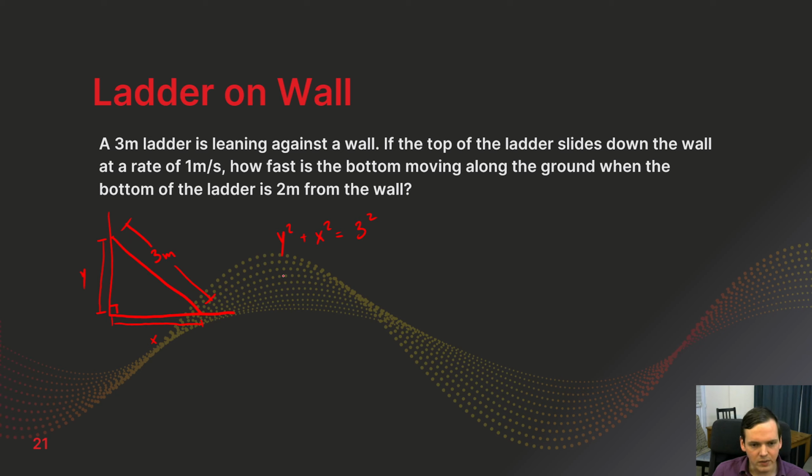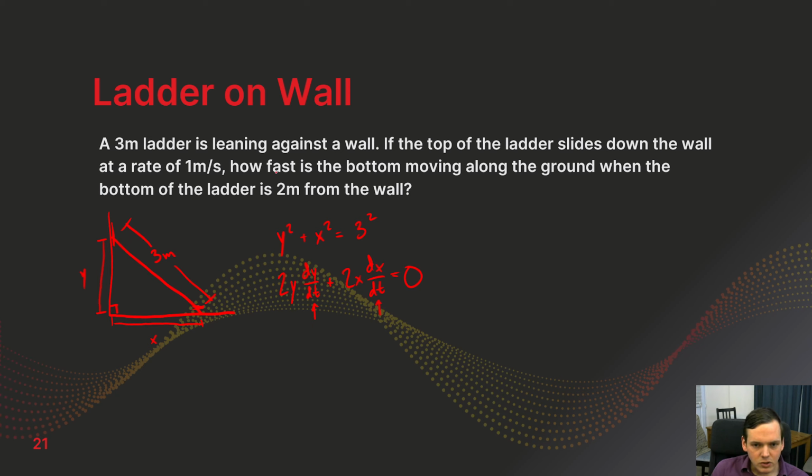Now let's take the derivative and see what we get. Well, we're going to get 2y times dy by dt, because we're talking about things moving with respect to time, plus 2x times dx by dt equals 0. So we've related the two rates here, because now we have dy by dt and dx by dt in the same equation. And these are just how fast the ladder's sliding, right? Change in position, change in time. It's just that we're talking about change in vertical position or change in horizontal.